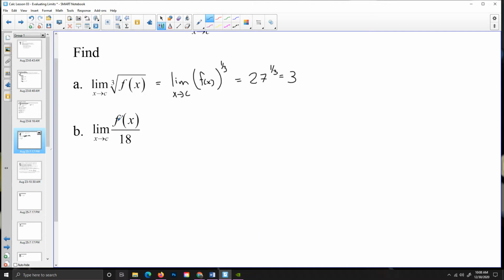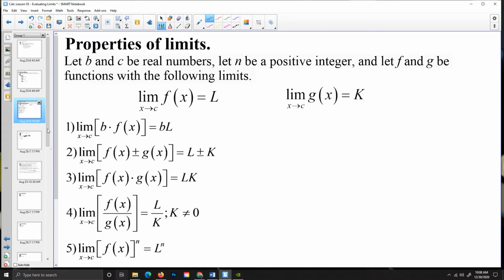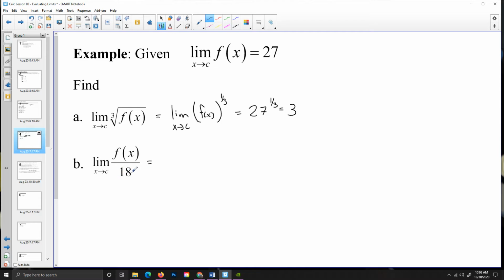If I have a function divided by a constant, that is the same as the function multiplied by a constant. We'll just rewrite it as 1/18. So I can take this constant and bring it out front and say that this is 1/18 times the limit as x goes to c of f of x. We're given that this limit is 27, so this is 1/18 times 27. Then 27 over 18 both have a factor of 9 in them, so this becomes 3/2. And that is our value.